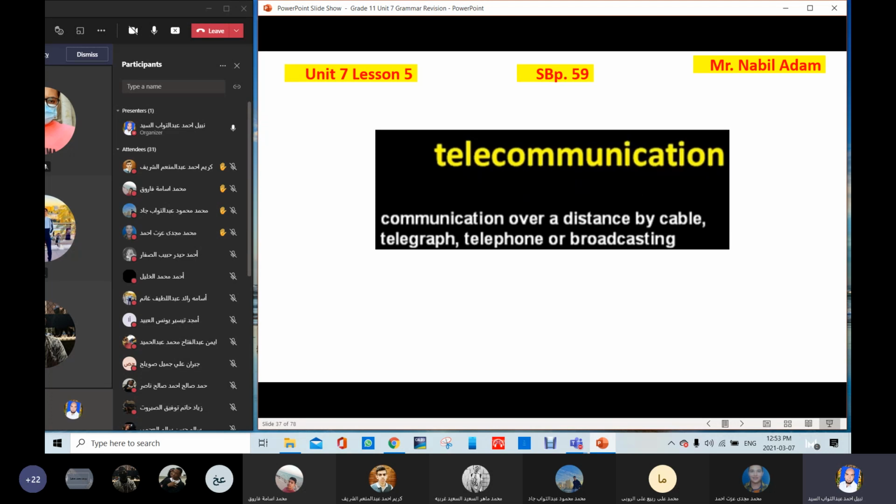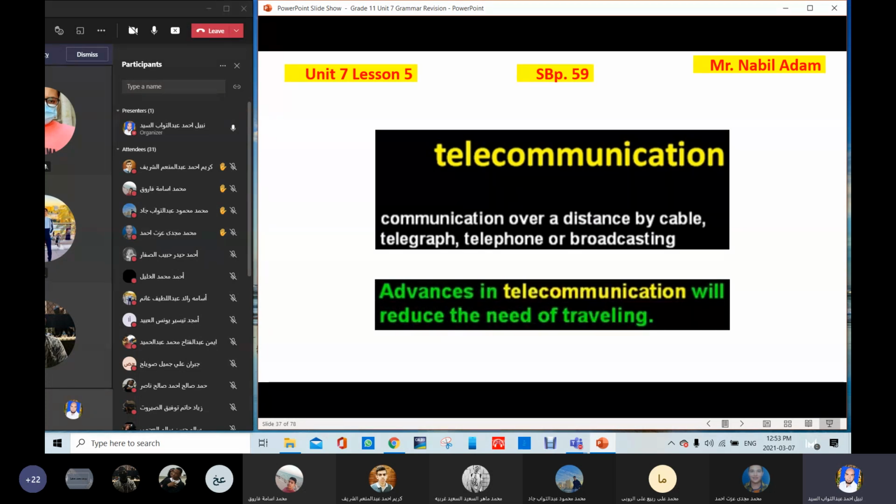Telecommunication. It's communication over a distance by cable, by telegraph, by telephone or broadcast. Telecommunication: the word communication, joined with the prefix tele. Tele means far away, over a distance. Telecommunication means communication over a distance by using what? By using a cable, a telegraph, a telephone, broadcasting lines, radio or television. Advances in communication will reduce the need of traveling. So instead of traveling to other countries to call or meet your friend, you can use other means of telecommunication like mobile phone, the internet, TV, or radio.